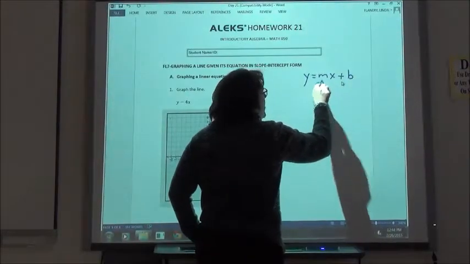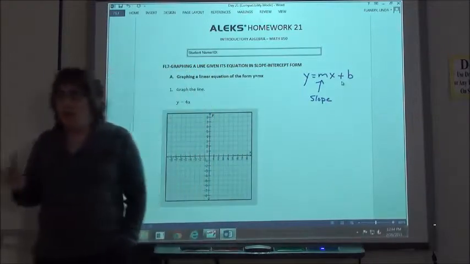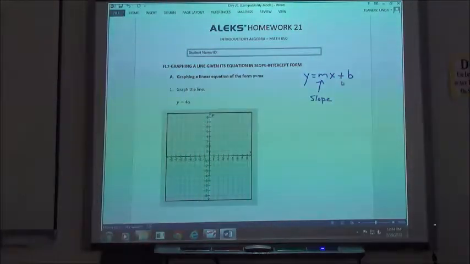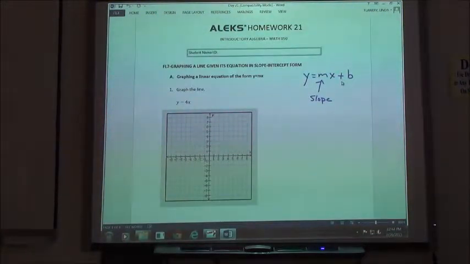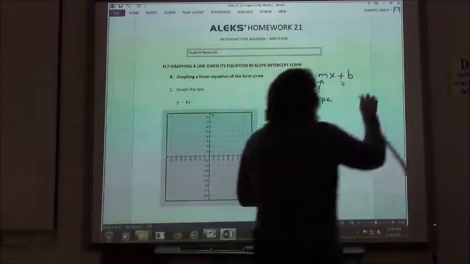The number in front of the x is the slope of the line. So if you think about slope, that's the slant of the line. The bigger the number, the higher or steeper the slant is. If it's positive, the slope goes up as you go from left to right. If it's negative, it goes down as you go from left to right. We'll talk about slope a little bit more, but that way you'll understand what's going on when you graph.